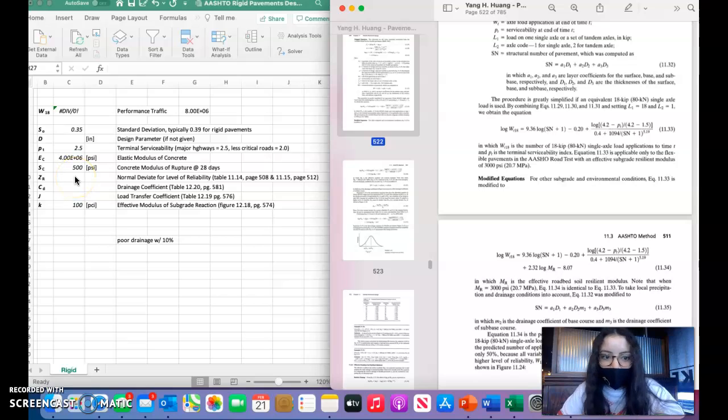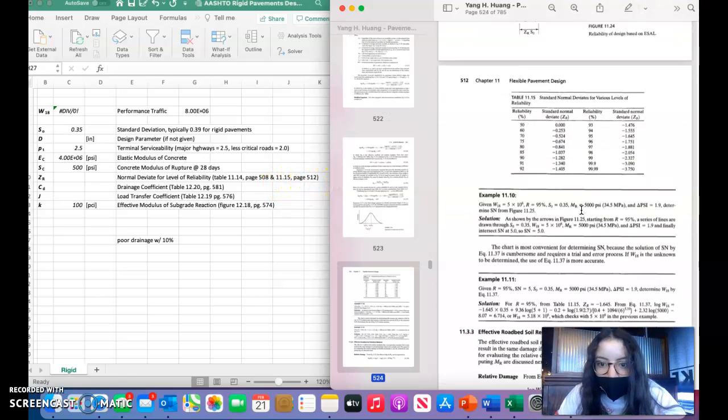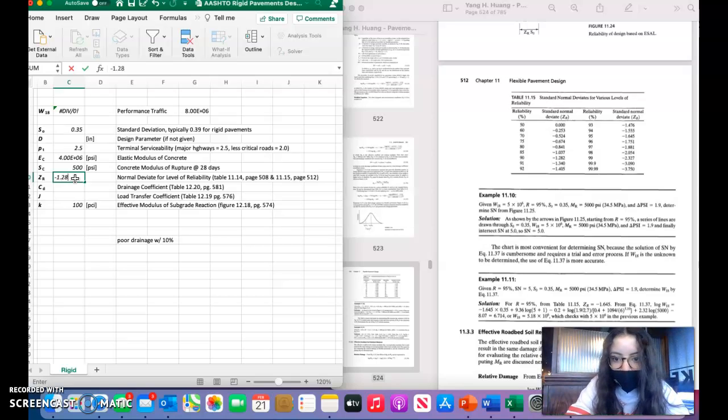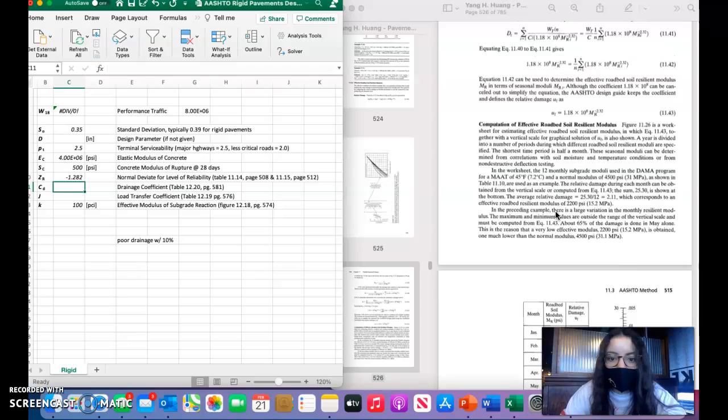So for our normal deviate for level of reliability, we have our level of reliability, so we're going to go to page 5. And our level of reliability is 90. So our standard normal deviate is 1.282. Right. So now we're going to get our drainage coefficient, which is 581.